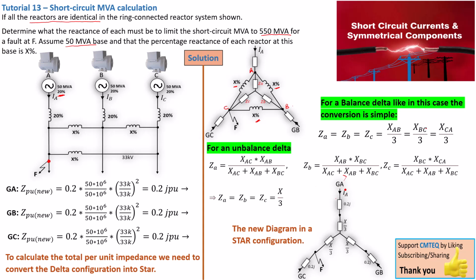And as you can see here, we've got GA with the series reactance and the new star conversion, GC with its series reactance and the conversion, and so forth. Now this becomes a very simple system for us to convert and find the total per unit impedance that will lead us to where we are going, and help us find the fault current that will help us find the fault MVA. Now let's go ahead and reduce our star configuration into a simple series parallel configuration.